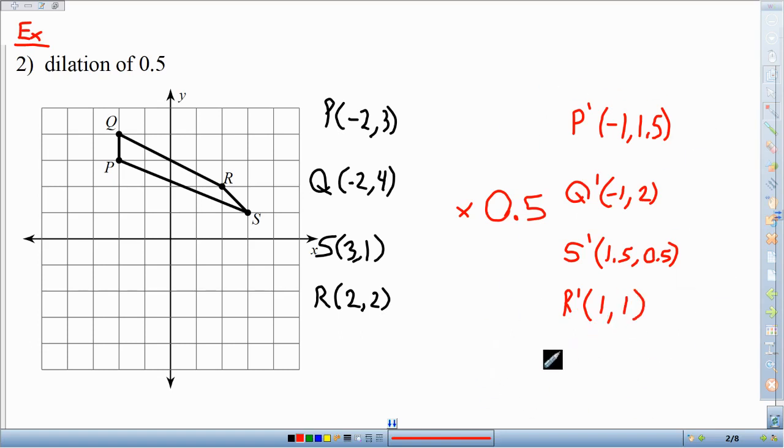Okay, so there are our points. It's kind of weird, there's decimals here, but again, use your calculator if you have to. So let's plot it. P prime, -1 on the x, 1.5 on the y. So that means we're going to -1, up 1.5, right there, P prime. Q prime, -1, positive 2: to the left 1, up 2. S prime, to the right 1.5, up a half. That's S prime. And then R prime, right 1, up 1.